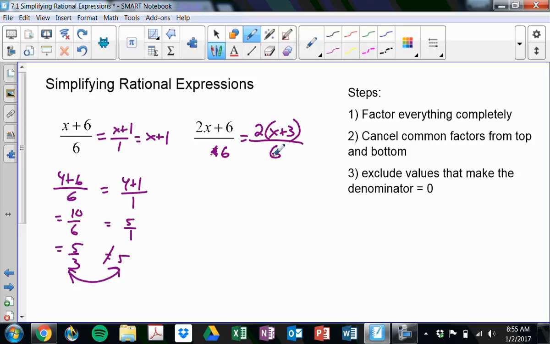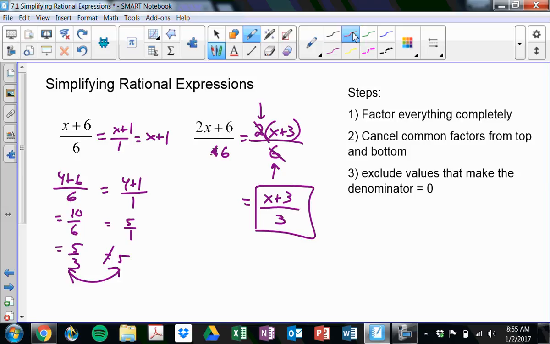Now, this 2 and this 6 can cancel, because there's nothing being added or subtracted to them. They're whole entire factors. So the 2 and the 6 cancel. I end up with x plus 3 over 3. And those 3's cannot cancel. They cannot cancel because there's the addition next to the x. So if you ever aren't sure if you can or can't cancel something, plug in a number for x and then check the beginning problem and check your answer and see if they end up being the same.